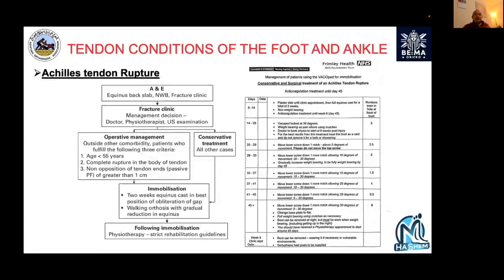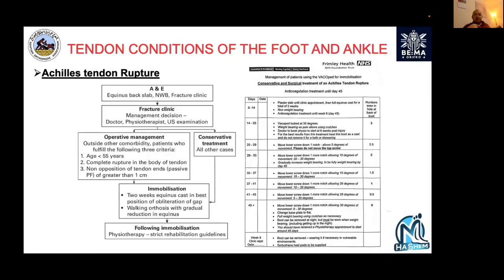On the left side, this is the protocol. When you see the patient in the emergency department, the patient has to go in an equinus back slab, non-weight bearing, with VTE prophylaxis. He has to be seen in the fracture clinic within 3 days. When he is seen in the fracture clinic, this is where the debate is. Some people advise ultrasound for every patient, and some people use their clinical sense to feel the gap. I use the clinical sense based on how my boss taught me. So just feel the gap.